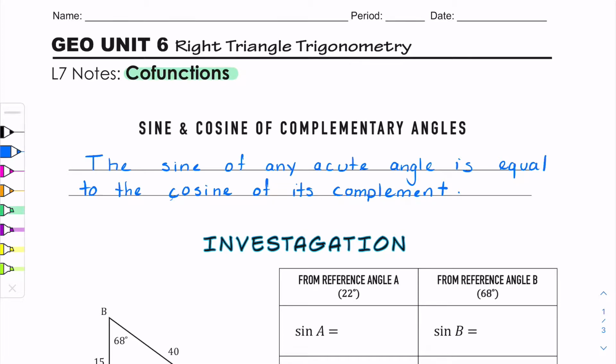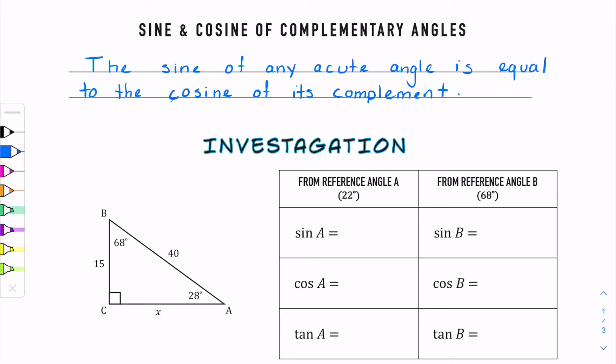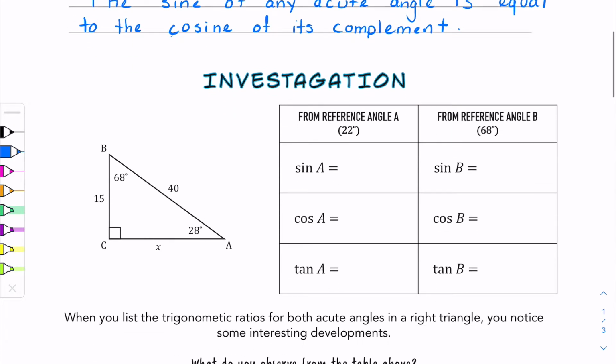In previous years, I've had students complete this next section by themselves, but I'm just going to briefly go through it in this video just so we can talk about what cofunctions are. So if you read this chart, our investigation, the first part says from reference angle A, which should say 28 degrees. Oh, sorry, this should say 22 degrees. I guess I didn't do very good at adding here, so 22 degrees, if we could all fix that.